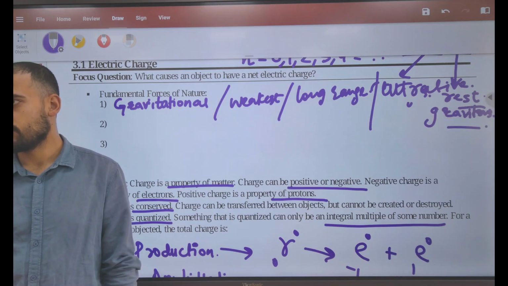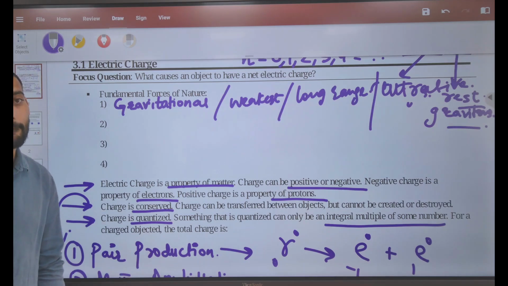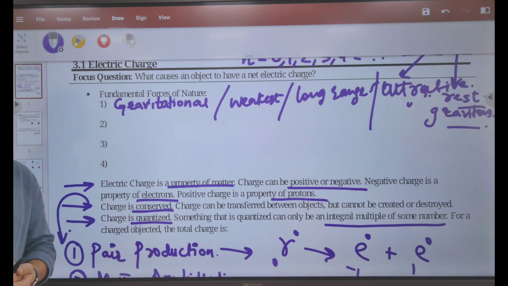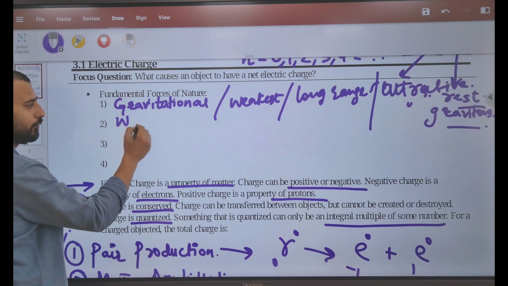Fine? Is it clear? Then there is one more force, yes? So there is a force called as the weak nuclear force.